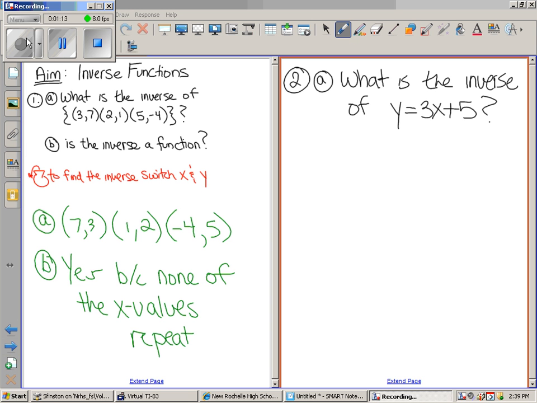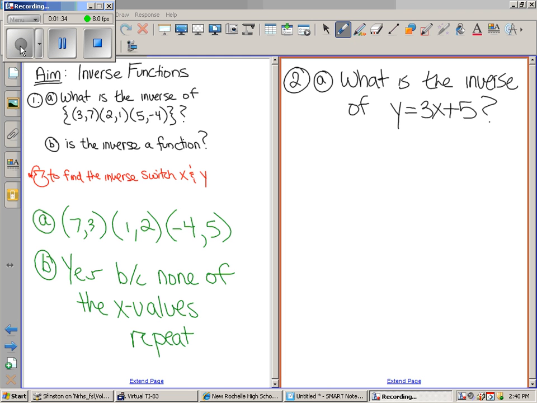So we're going to do 2a. Now I'm going to split them up. We're going to do each one in parts. What's the inverse of y equals 3x plus 5? So now I didn't give you a bunch of coordinates. Now I gave you an equation, and I got to show you how to find the inverse of an equation. And we're going to have to use special kind of notation to indicate that it is the inverse.